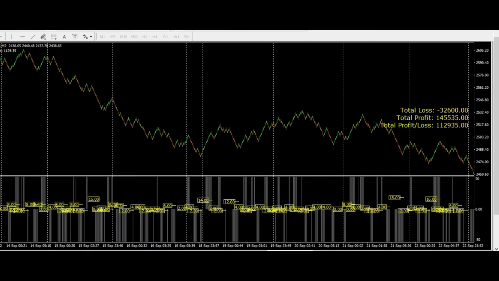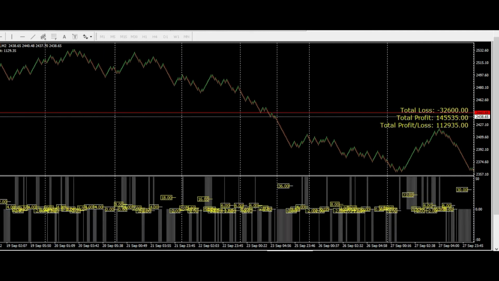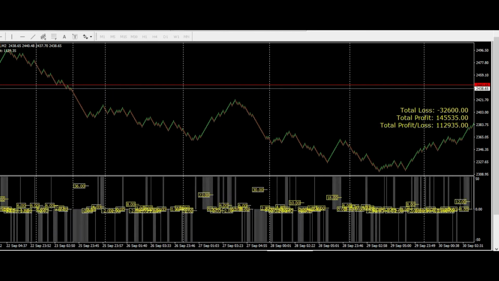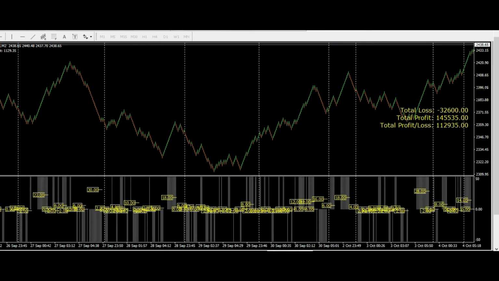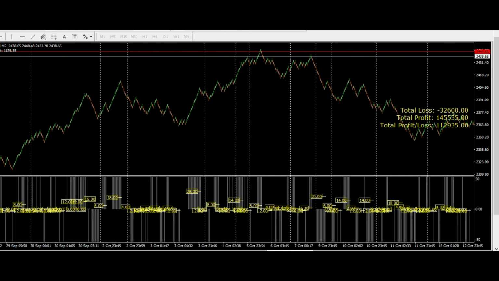It is clearly visible that trades are not there continuously. There are gaps. It is a level trading, making the account in profits.